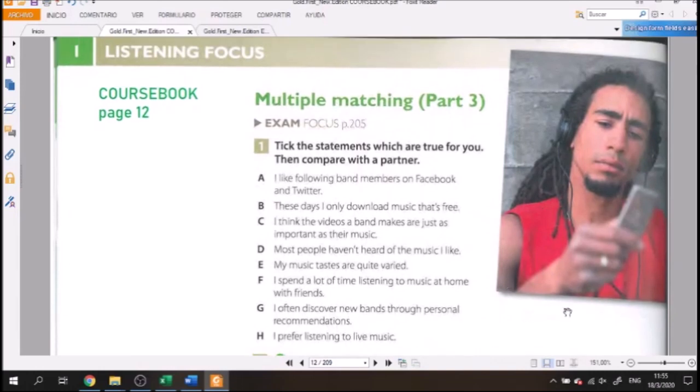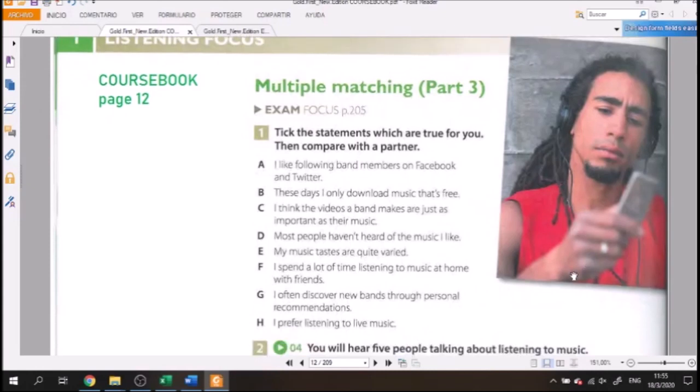So here we have some statements which I want you to tell me in the chat which are true for you. I'm going to read them and I want you to comment in the chat with the letter that you feel identified with. A. I like following band members on Facebook and Twitter. B. These days I only download music that's free. What about that one? Do you do that? You can tell me yes, I do. I go with B. Let's move to C.